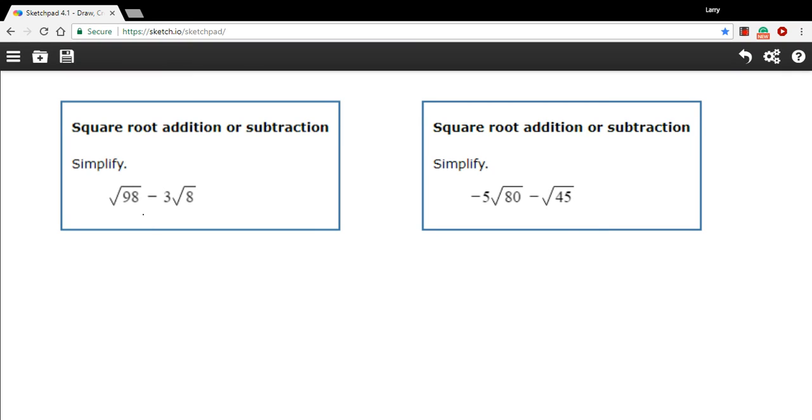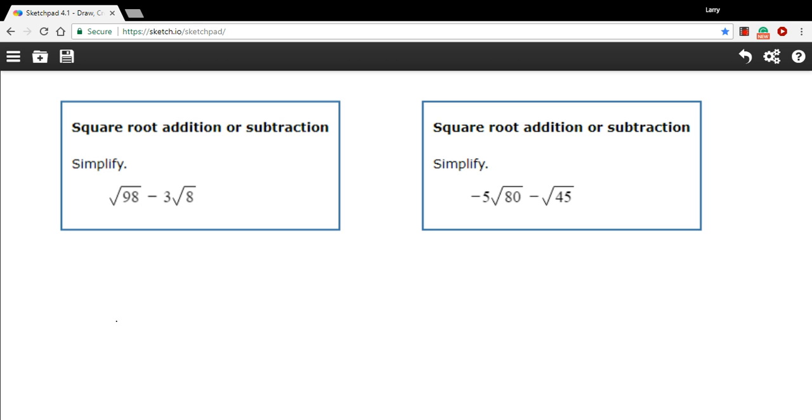In these problems, we have to do some addition or subtraction with square roots. And the trick here is to try to simplify these square roots so that we have some like terms that we can add or subtract together. Let me show you how this works.